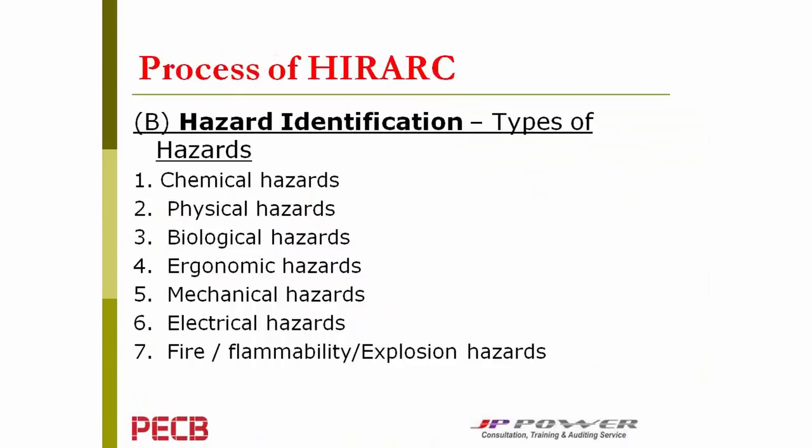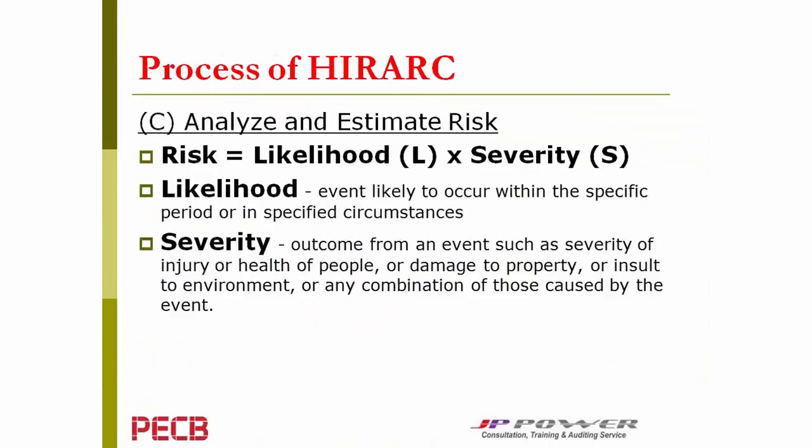Now, the next one would be, once we have identified the hazard, it is very important that we determine how dangerous the hazard is. So we call it the risk. Likelihood is the likelihood that a hazard could occur, while severity refers to how severe it would be in terms of injury or health of people or damage to property caused by the hazard. So the risk is actually the likelihood multiplied by the severity.